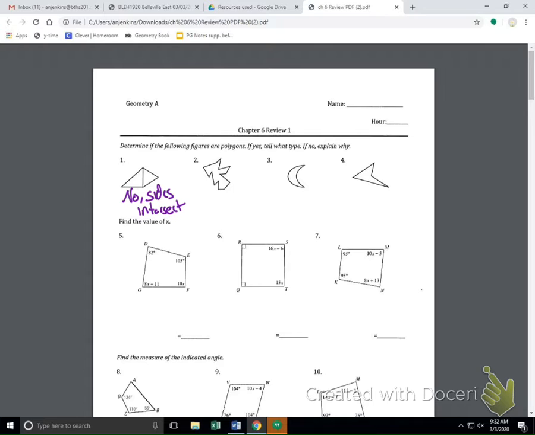Our next one up, is this a polygon? Yes, it is. But last class we had trouble counting the sides. So we'll do it together. 1, 2, 3, 4, 5, 6, 7, 8, 9, 10, 11, 12, 13, 14. So what do we call something with 14 sides? A 14-gon.